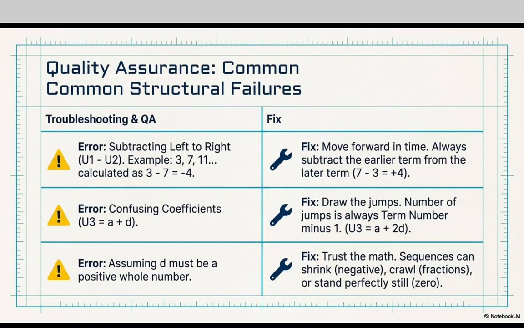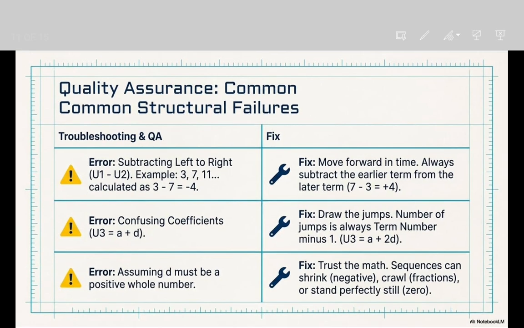All right. So let's talk about some common misconceptions or errors. That is subtracting the left from the right for the common difference. It is not first term minus second term. It is second term minus first term. It is fifth term minus fourth term. It is the eighth term minus the seventh term. Good.